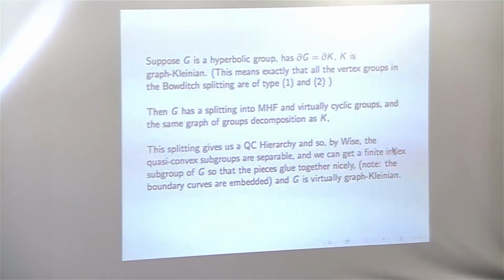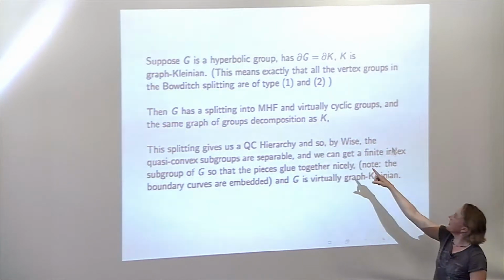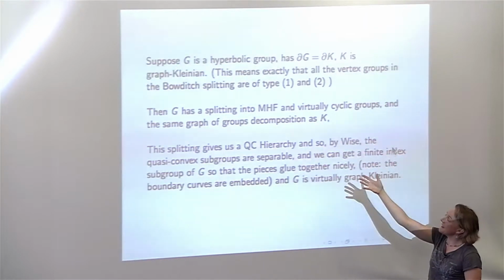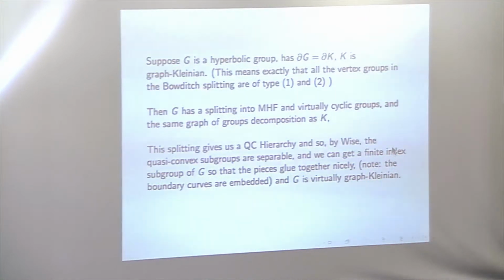This means in the Bowditch decomposition that there are no rigid vertices, because this splitting comes just from the topology of the boundary. The splitting is going to be exactly the same, and the pieces are going to be exactly the same. I'm going to have a bunch of hanging Fuchsian groups stuck together along these virtually cyclic groups. So G has a splitting into maximal hanging Fuchsian and virtually cyclic groups, the exact same graph of groups decomposition as my group K that I knew was graph Kleinian.